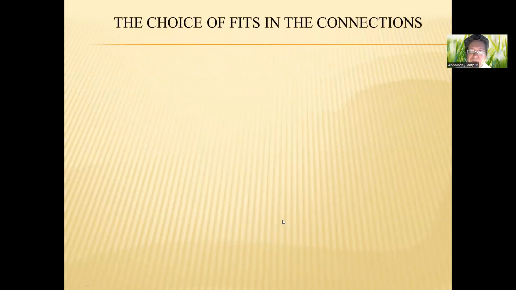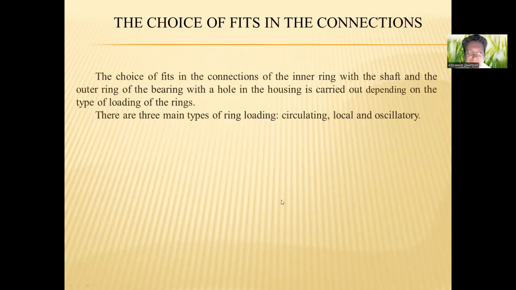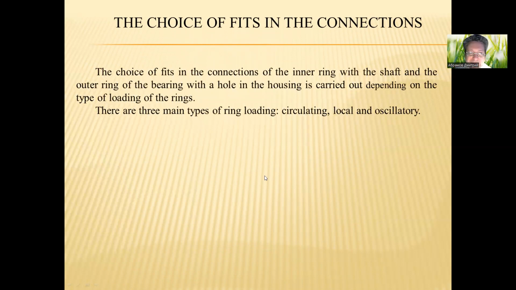The choice of fit in the connections. The choice of fits in the connections of the inner ring with the shaft and the outer ring of the bearing with a hole in the housing is carried out depending on the type of loading of the rings. There are 3 main types of ring loading: circulating, local, and oscillatory.